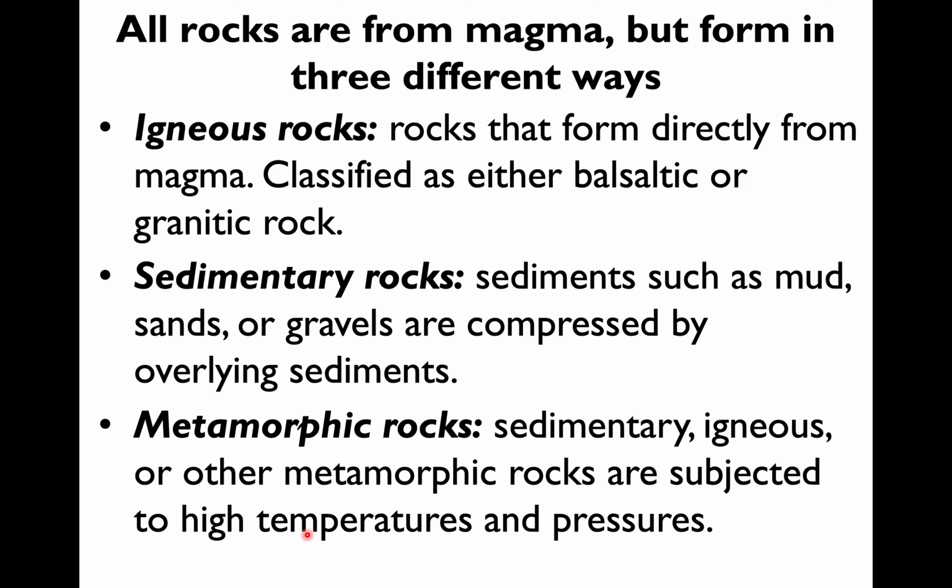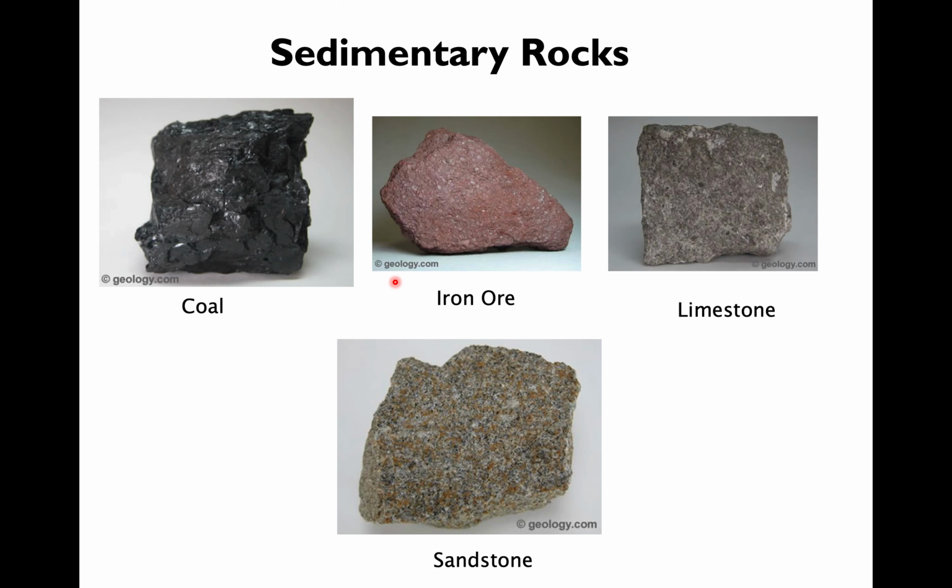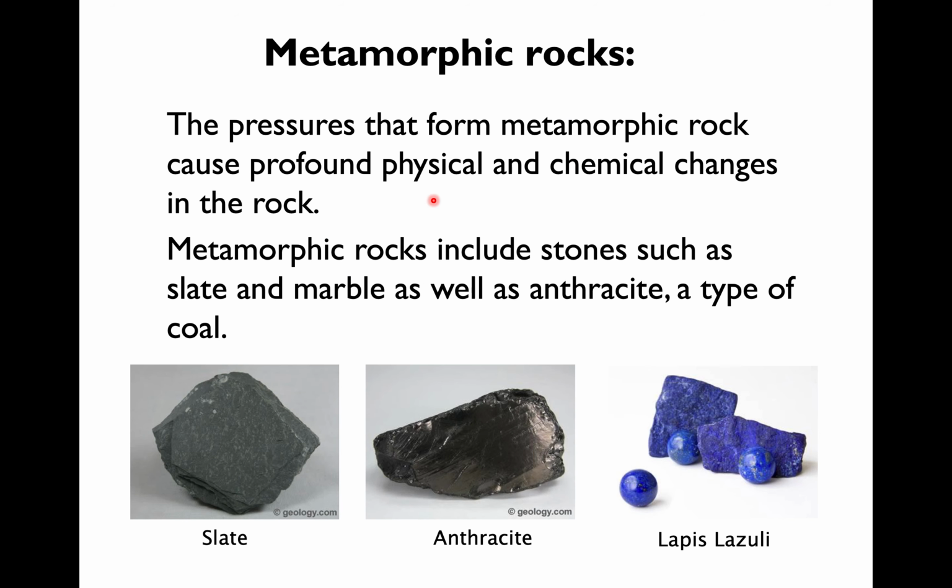These take a lot of pressure and energy to make. So you're taking an igneous rock, or maybe a sedimentary rock, or maybe you even already have a metamorphic rock, and that rock is subjected to high temperatures and pressures. You form these new rocks called metamorphic rocks. And the pressures that form these rocks can make profound physical and chemical changes. So really interesting changes. And I pulled some of these. This is from the book. It says they include things like slate, marble, and anthracite.